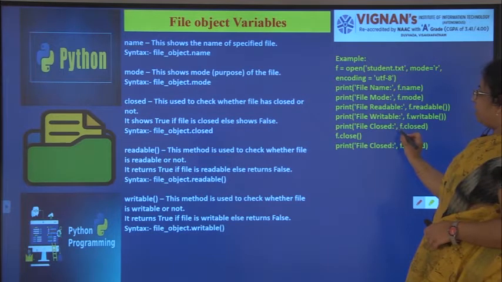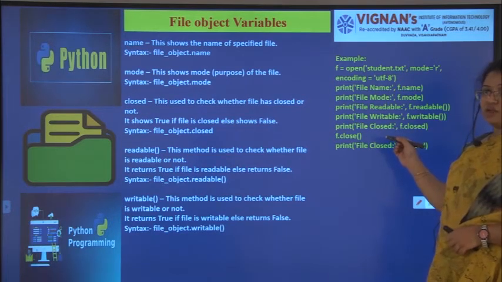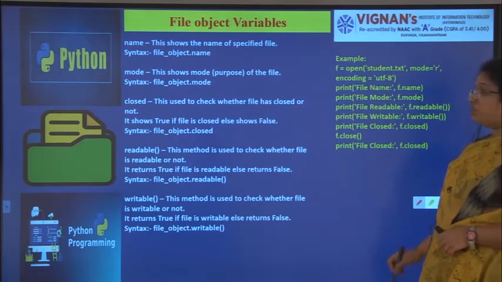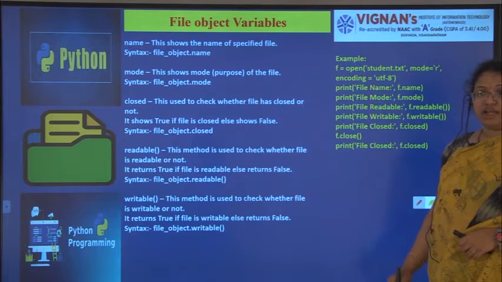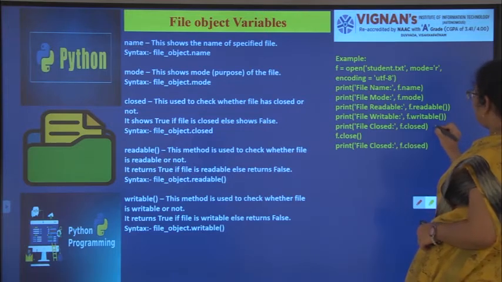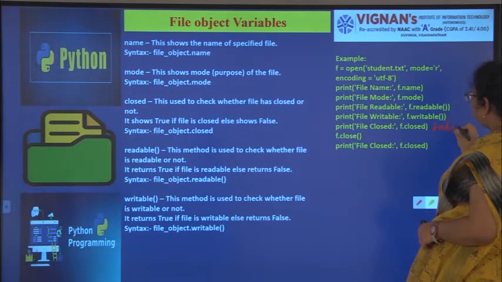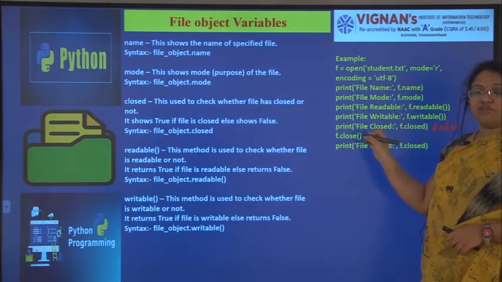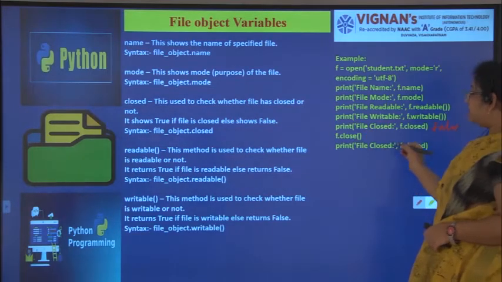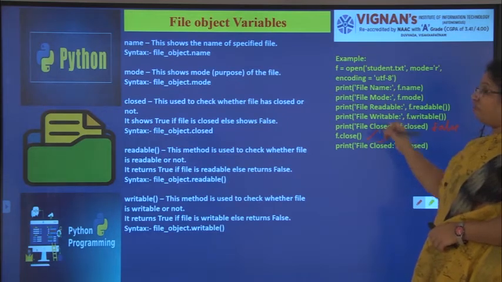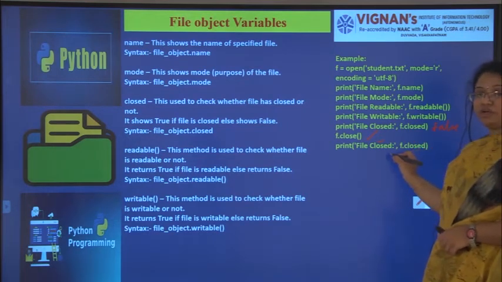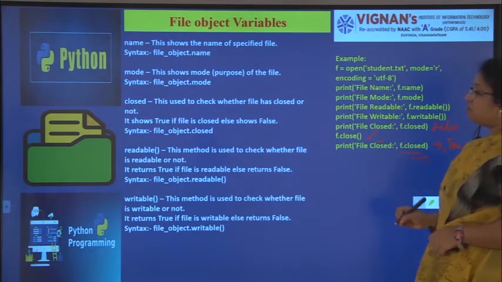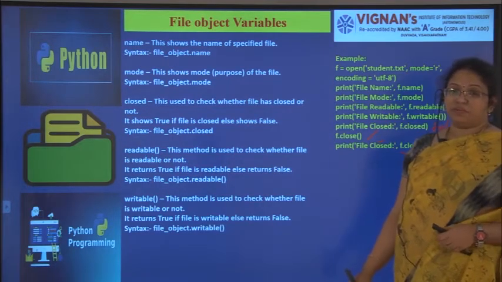Next, file closed. To know whether the file is closed or not, I am going to use the object variable f dot closed. So far we have not closed the file, so what output are you going to get? False. Now I am going to use the method f dot close. This f dot close is going to close the file that you had opened, and then you check the file object variable again. Now f dot closed is going to return true. So these are the various file object variables available.